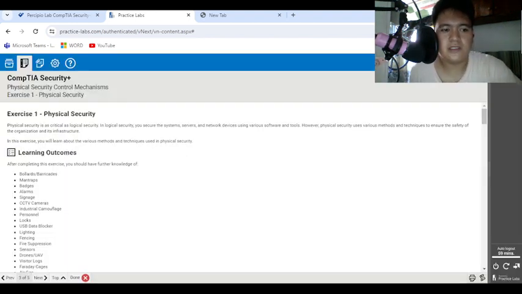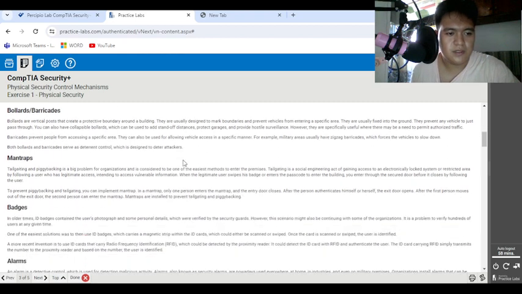Physical security is as critical as logical security. In logical security, we secure systems, servers and network devices using various software and tools. Let's learn about various methods and techniques used in physical security.